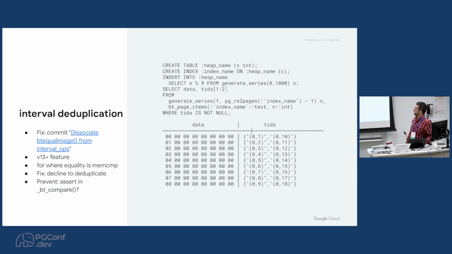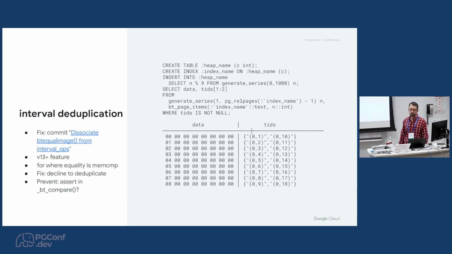The query here just illustrates the pageinspect output from a deduplicated index. This one involves an integer, so there's no actual corruption, but it gives you a sense of what you'd be looking at. The data column is the integer value, so it's the integers 1 through 8 in least significant byte format. And then the TIDs are the heap tuple IDs of the rows that have that particular value. So integer value 8 appears in heap tuple 09 and heap tuple 018.